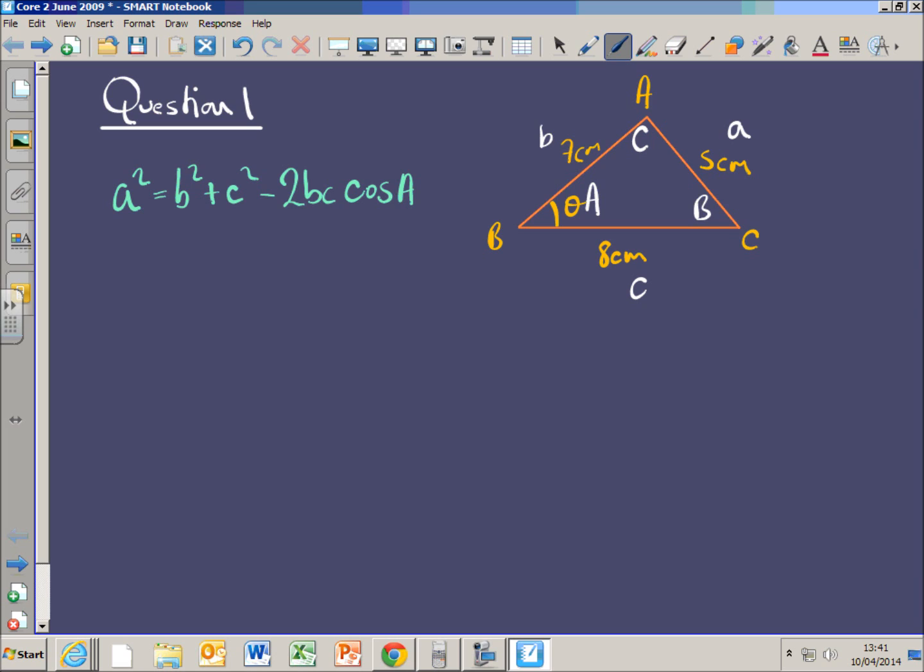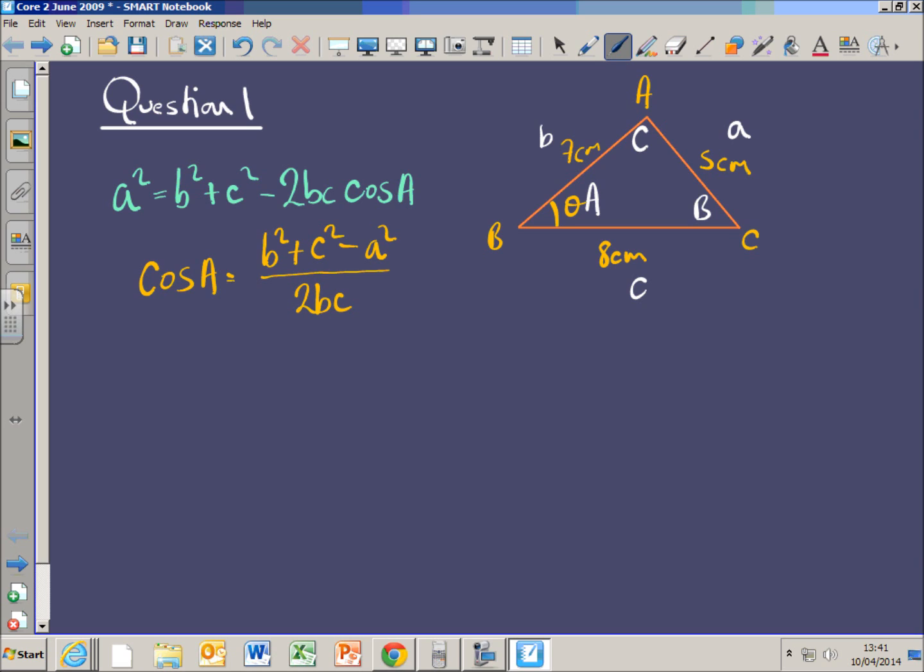Okay, so we want to find out the value of theta. So I've got to rearrange this. Who can do that for me? Seb, do you want to have a go at that? Can you rearrange that for the angle? Yeah, I'll just write it out. It's cos A equals b squared plus c squared minus A squared all over 2bc. I think you might be right. Okay, so just rearrange that.